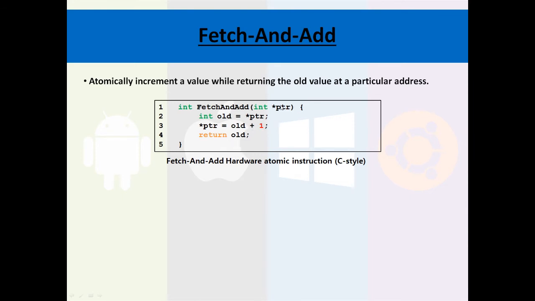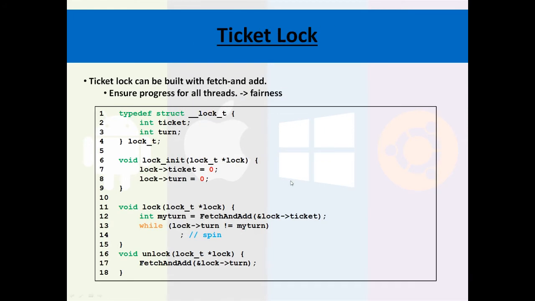So here we'll receive some pointer which is pointing to an integer variable, which is representative of our flag, which once again indicates if the lock is held or not. We'll say old is equal to that value, so say it's 0. We'll then say that our pointer is equal to old plus 1, which will be 0 plus 1, and we return old.